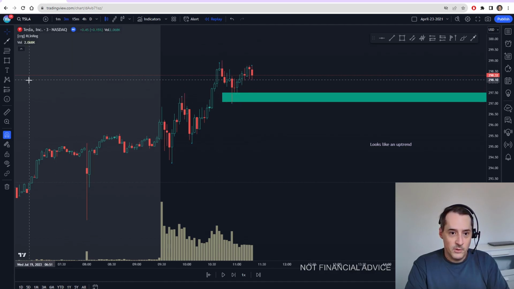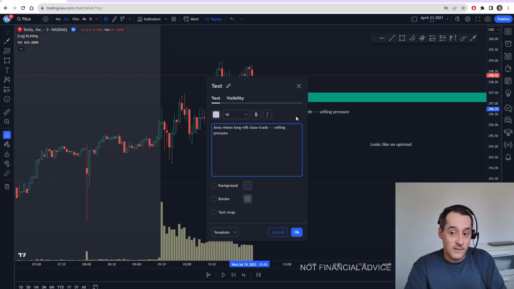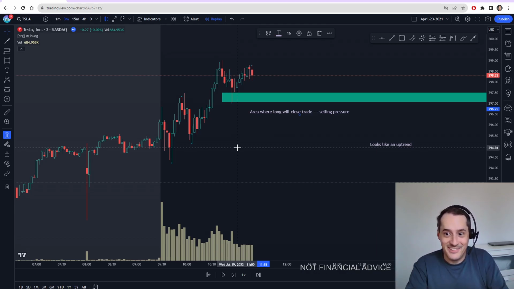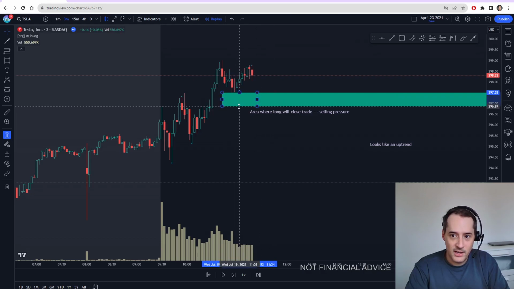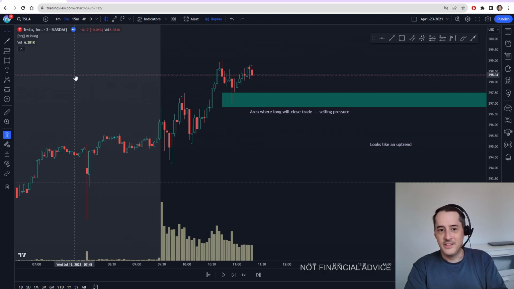So this, I'll give it a note. This is the area where longs will close trade. Selling pressure should increase when they hit there, because people who bought shares are hoping for it to go up. Now they're seeing the market going down, they're going to say, I want to get out of the trade, and that's going to be a lot of sales happening in that zone, especially if you start going below that zone. So I'd like to drag it out a little bit more, and let me just fix this color real quick so it's not overwhelming. So that's an interesting spot.